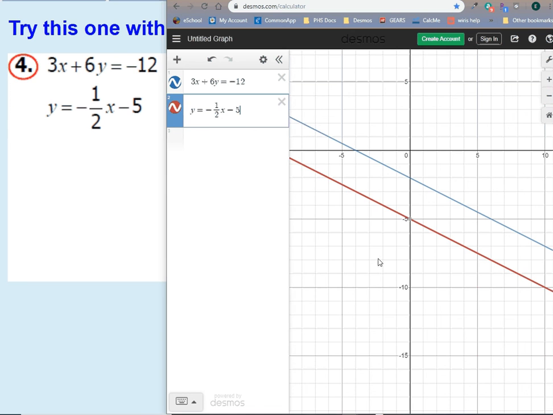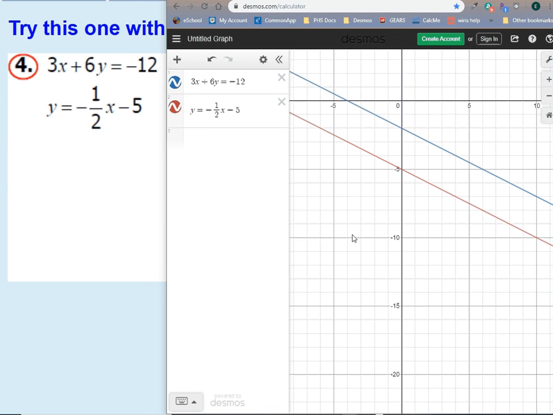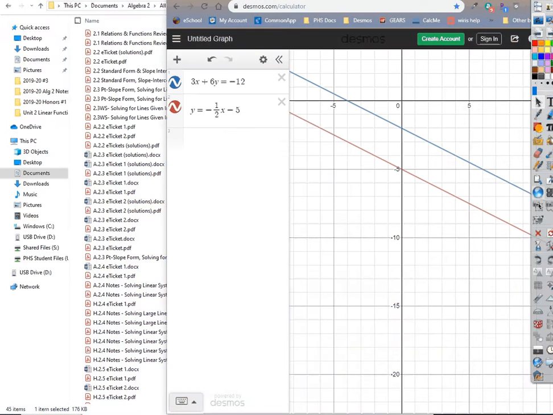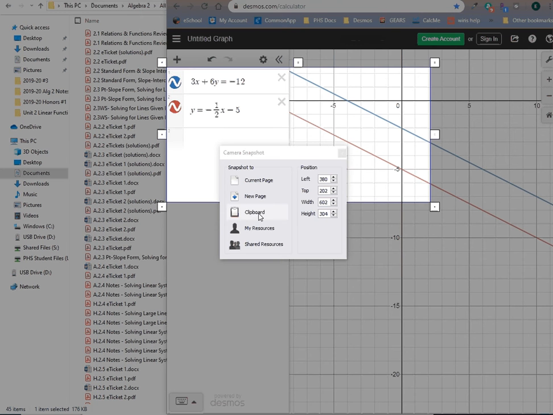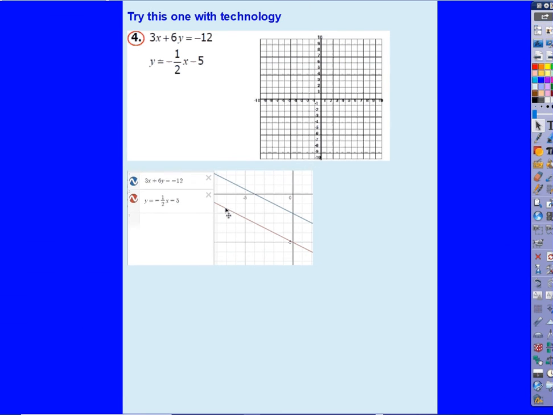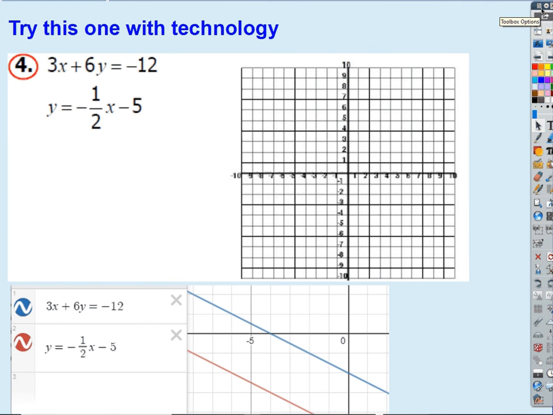What'd you get there? Yeah, look, they're parallel, aren't they? So that's going to be a no solution situation, isn't it? Okay, so let's make a note of that. No solution.